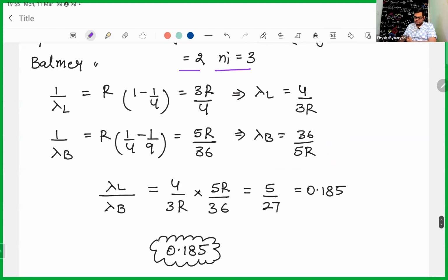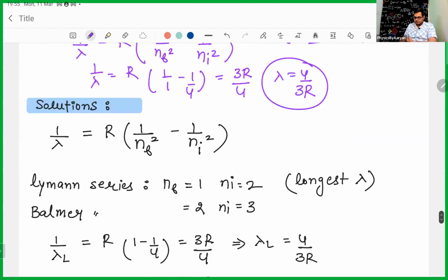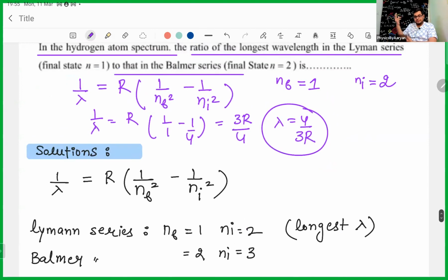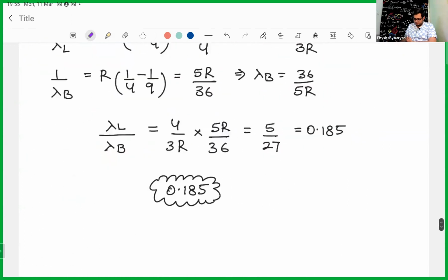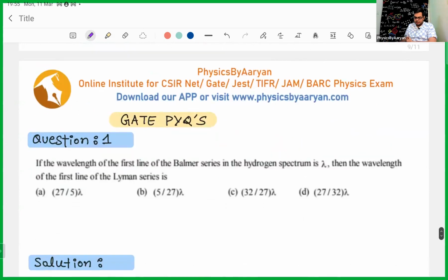Clear, everyone? Understood? So if someone has done the question of CSIR NET, then the same question is repeated in JAM. In the NET, we saw how to find the longest wavelength, and in JAM also they are asking the same question. Clear, everyone? Done. Next question. Now let's come to the GATE question.